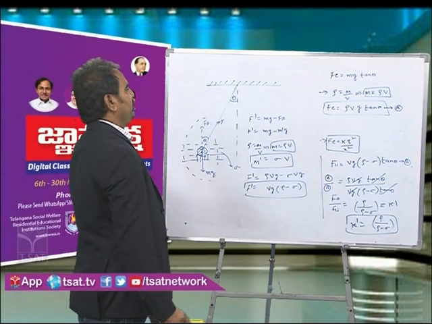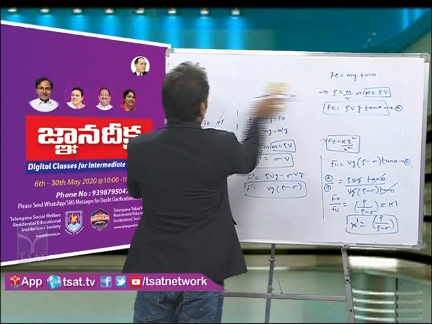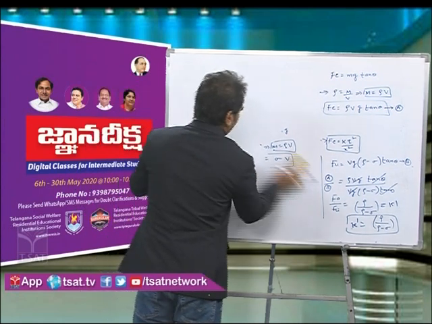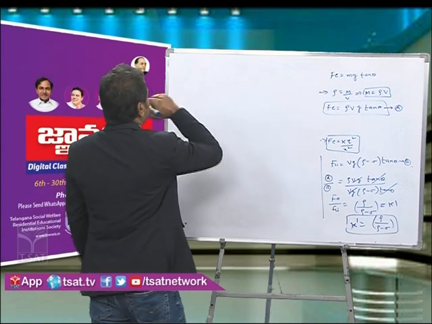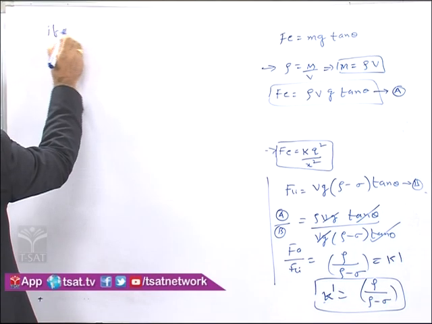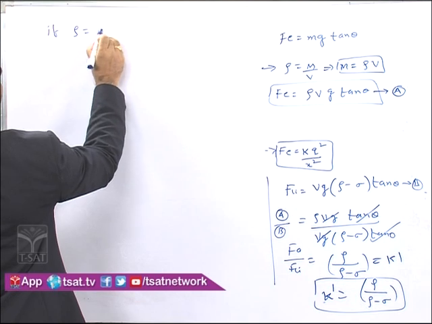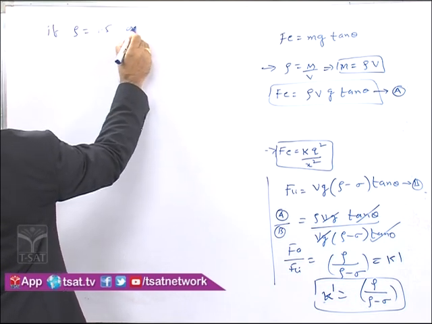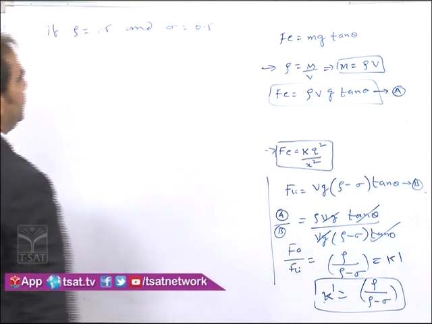Suppose a problem would be asked on this concept. Suppose rho is equal to 1.5 and sigma is equal to 0.5, then find the dielectric constant.